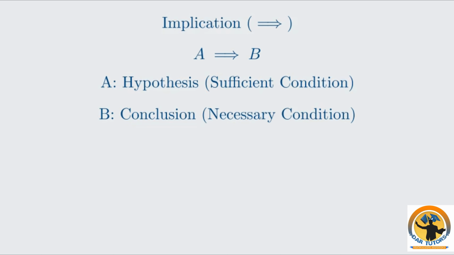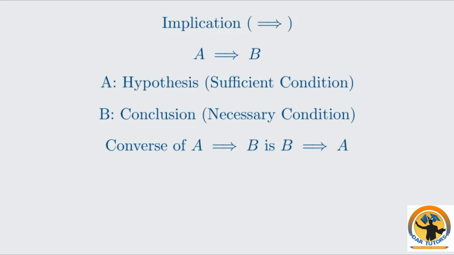A common mistake is to confuse an implication with its converse. The converse of A implies B is B implies A. It is vital to understand that a true implication does not guarantee a true converse.